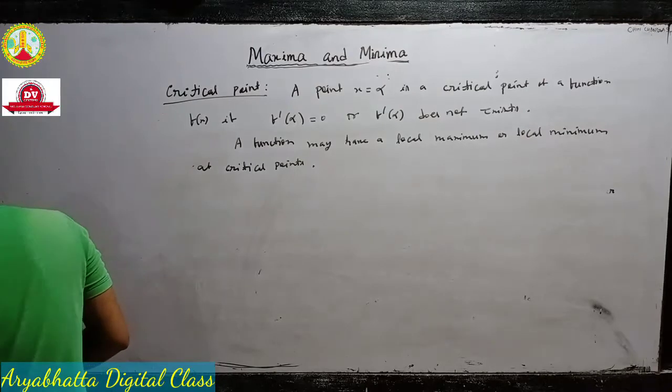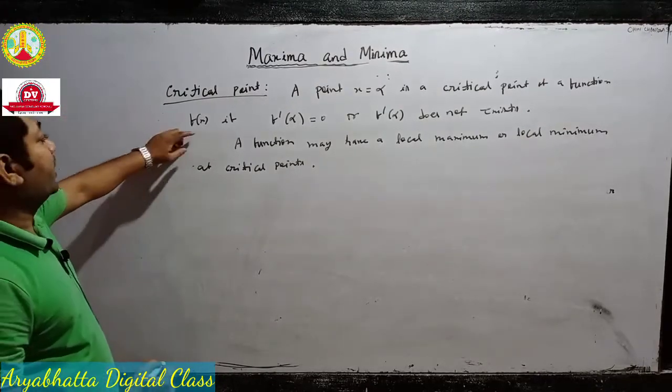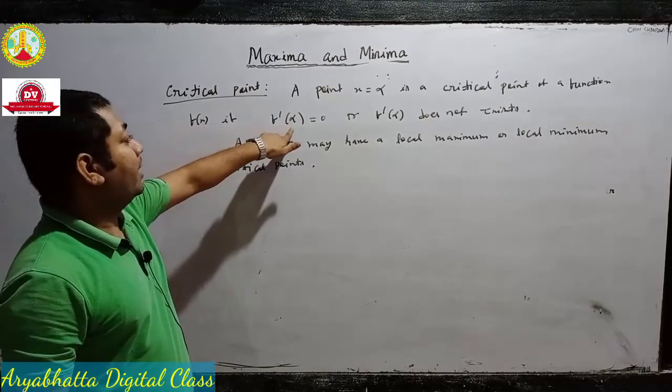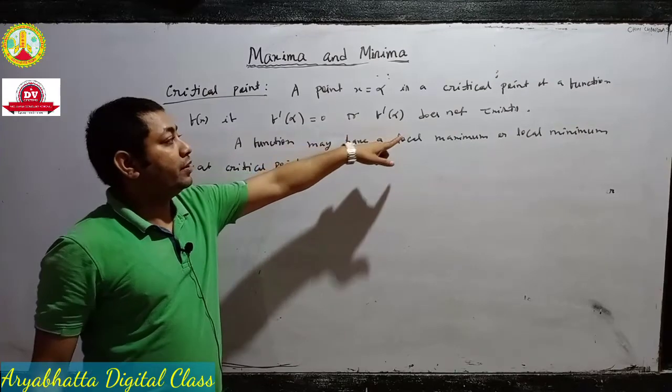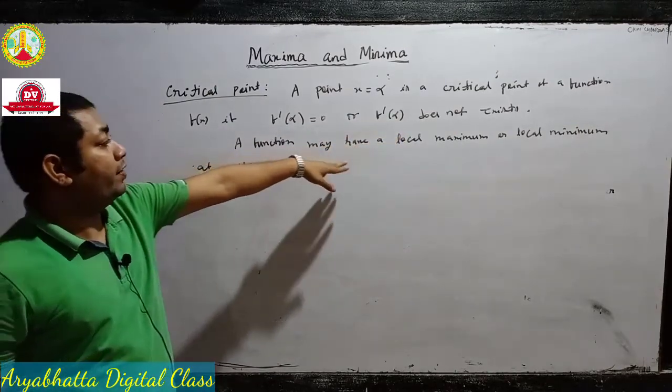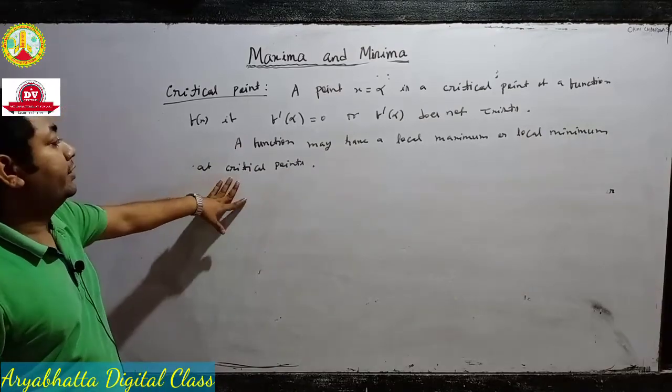Remember, a point x equal to alpha is a critical point of a function f of x if f dash alpha is equal to 0 or f dash alpha does not exist. A function may have a local maximum or local minimum at critical points.